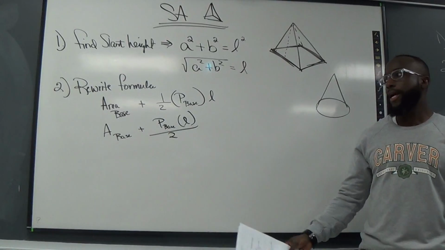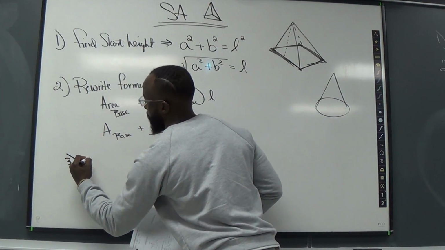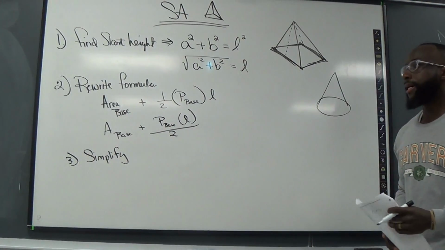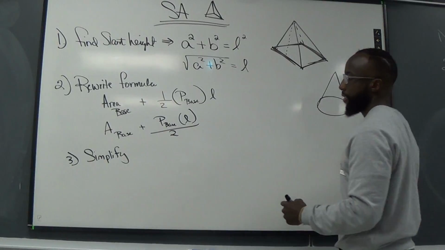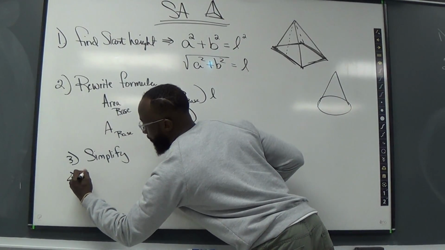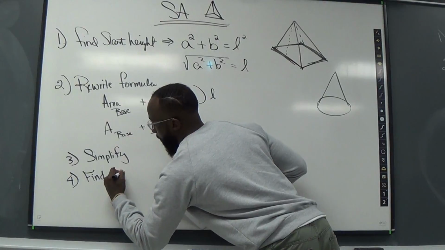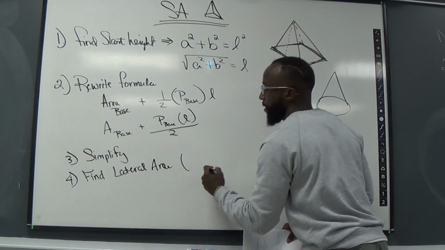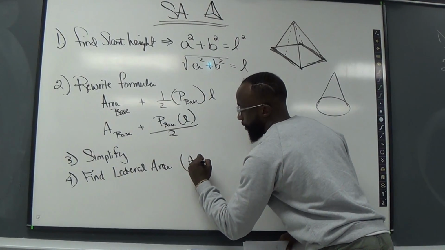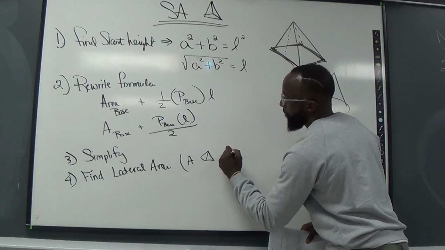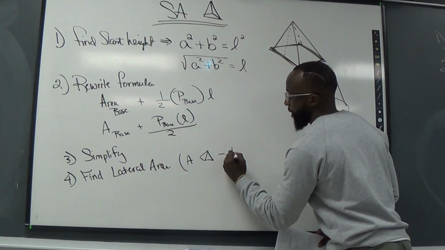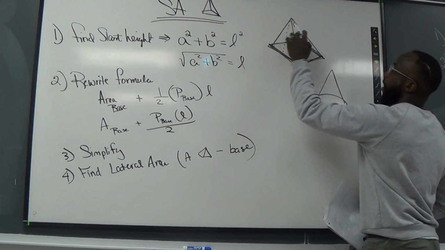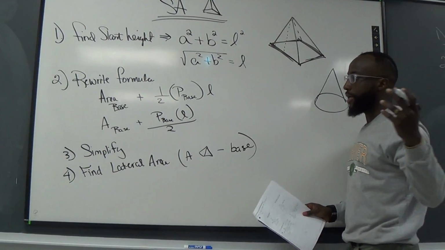Once you rewrite that formula, step 3, you just simplify until you get your answer. Then step 4, you find your lateral area. Your lateral area, guys, is the area of the pyramid minus the base. So it's the area of everything but the base. It's the area of all the triangles, basically. That's what the lateral area is.